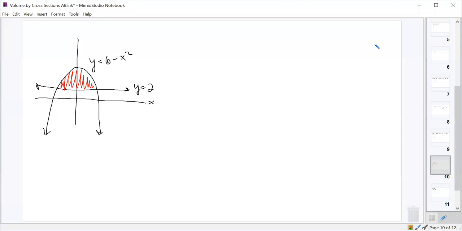So number 5 from the simple solids of revolution, revolving the region between 6 minus x squared and y equals 2 around the x-axis. If we were to revolve that around the x-axis, we're going to get this sort of egg-shaped looking thing that's just got a hole drilled through the middle of it. That's essentially what we've got, an egg with a hole drilled through it.